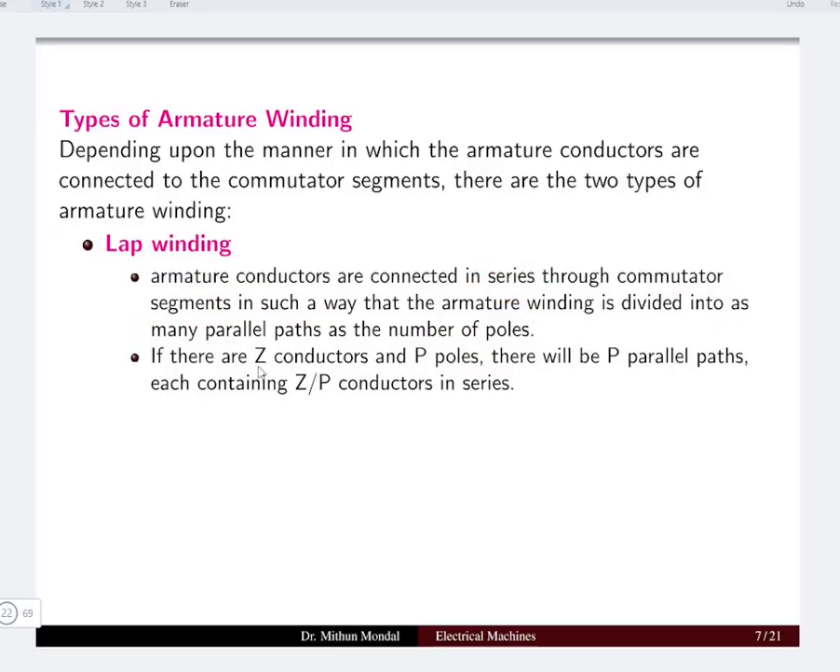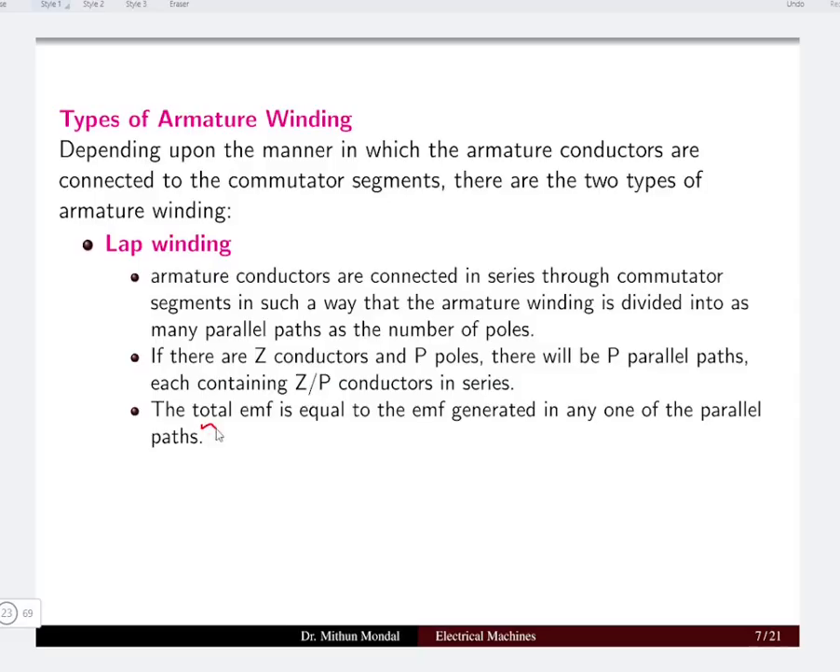So if there are Z number of conductors and P poles, there will be P parallel paths in the machine, and each will contain Z by P conductors in series. These series conductors are present in the commutator segments, which depends upon how many conductors there are, the total number of poles, and the formation of parallel paths.